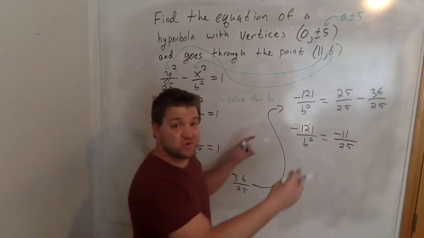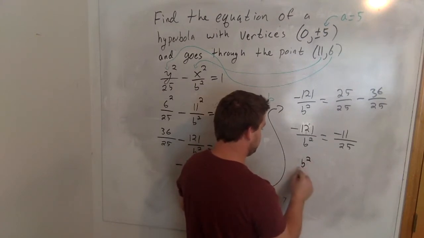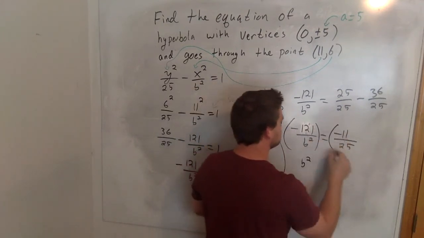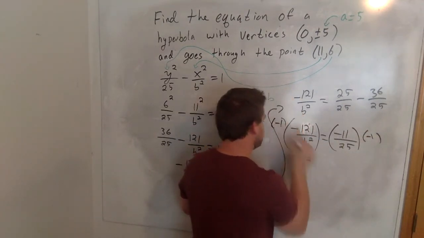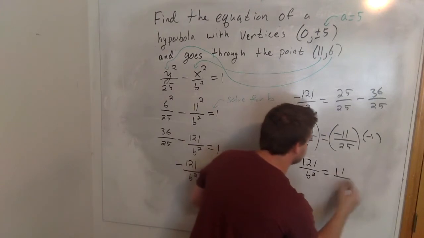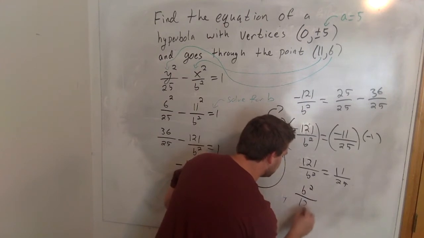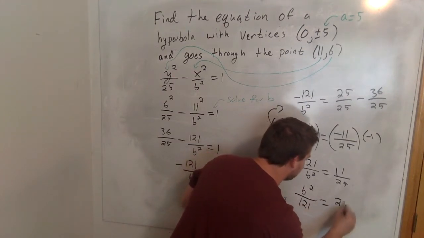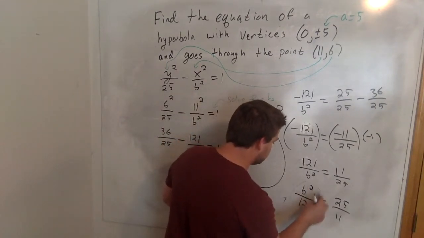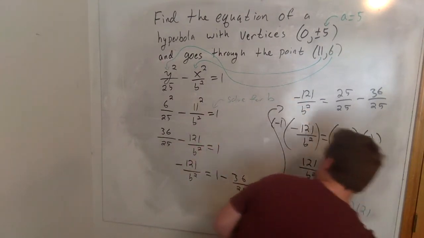From here, I think what I'm going to do is just reciprocate both sides of the equation. I guess you could also multiply both sides by a negative if you wanted to, and that'll get rid of the negatives. So you'll have 121 over b squared will be equal to 11 over 25. We can reciprocate both sides. So b squared over 121 will be equal to 25 over 11. Okay, let's multiply both sides by 121. Okay, bring our work up over here.